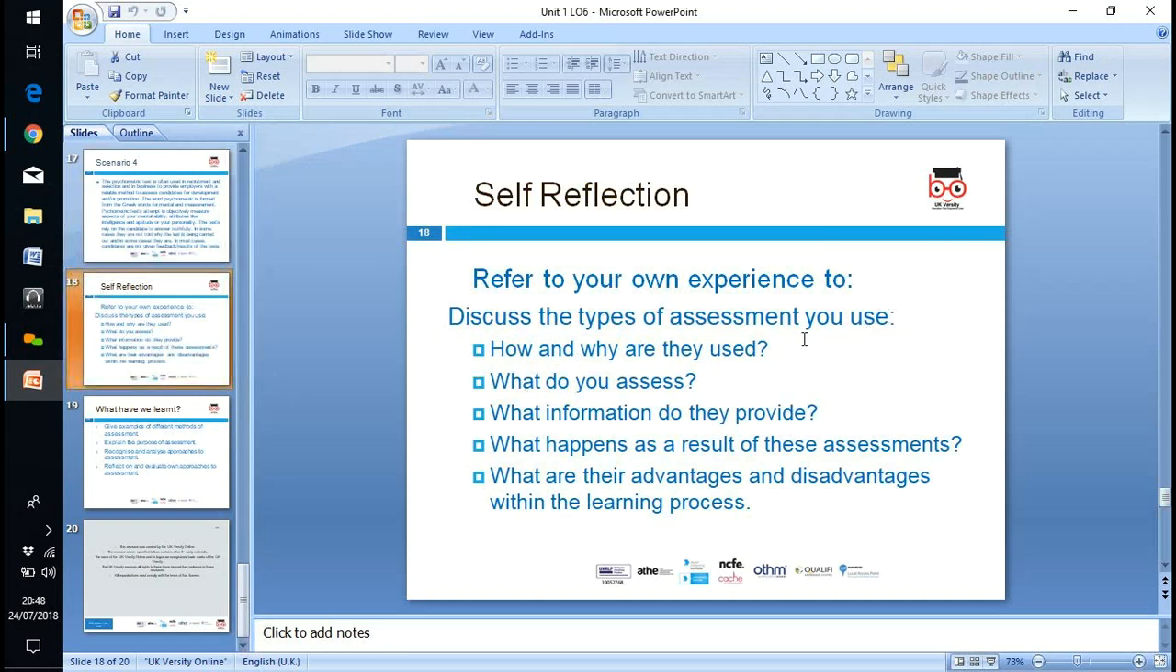Before you enter, discuss the types of assessment you use, how and why they are used, what you assess, what information they provide, what happens to the results of these assessments, and what their advantages and disadvantages are within the learning process. Now, again, that is written extremely generally so that it will fit just about everybody. Because again, you go back to looking at this from your own perspective. Whenever you do any self-reflection, it comes back to this.